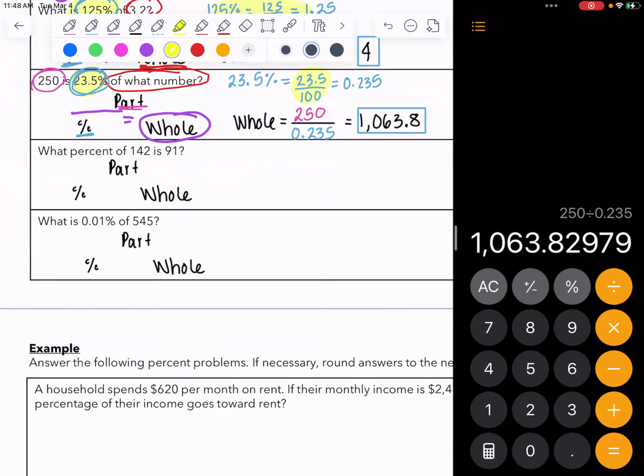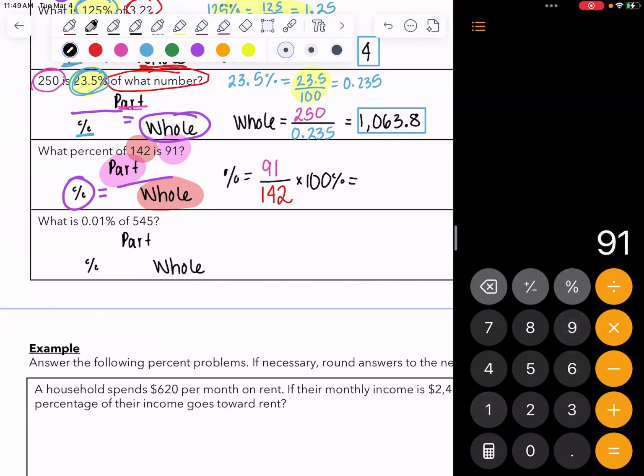These last two here, what percent of 142 is 91? So of, keyword here, of 142. So that's going to be the whole. You know what, maybe I'll use the highlighter here. 142 will be the whole. That's much better, which means that 91 would be the part. And we are, of course, then solving for percent. So percent is equal to part divided by the whole. So percent means we're going to multiply by 100 at the end because we're solving for a percent. We have the part, 91, divided by the whole, which is 142. Multiply the whole thing by 100%.